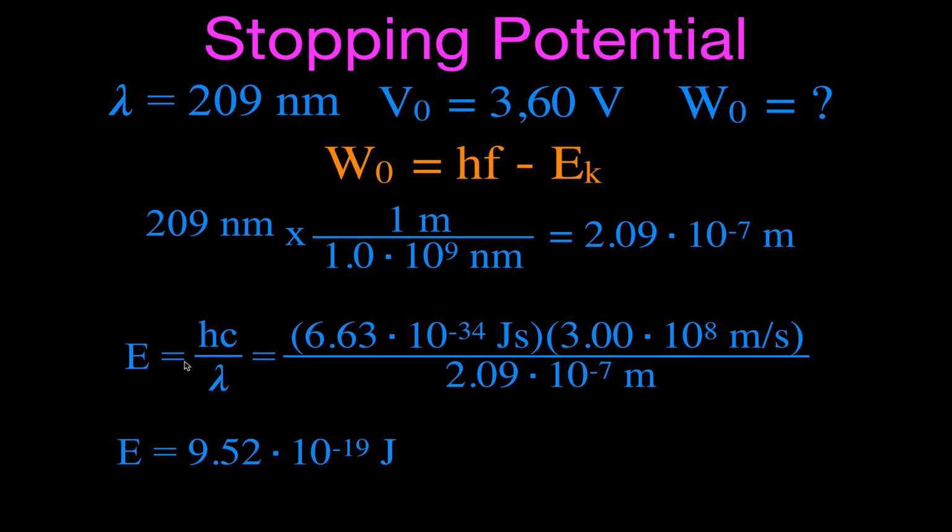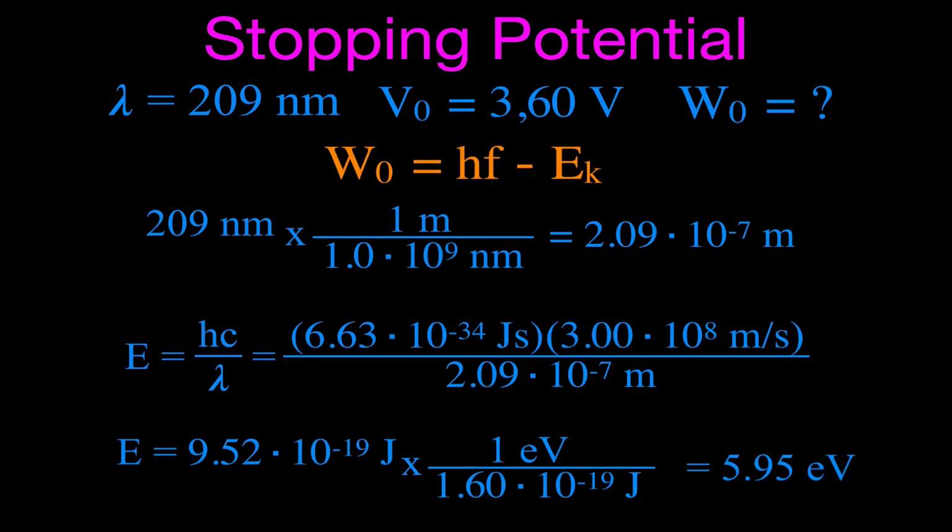When we use this equation, we get the energy in joules is 9.52 times 10 to the minus 19 joules. Now, our stopping potential is going to be in electron volts, so we're just going to convert this to electron volts because usually the work function is given in electron volts. Also, 1 electron volt is equal to 1.60 times 10 to the minus 19 joules. And that tells us that this wavelength of light in nanometers has this wavelength in meters, has this energy in joules, and has 5.95 electron volts of energy.